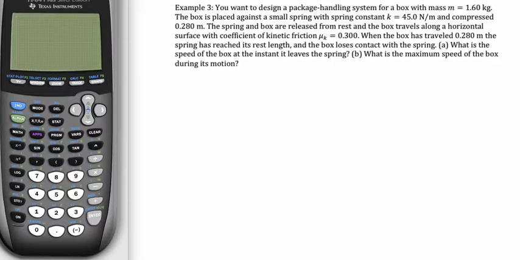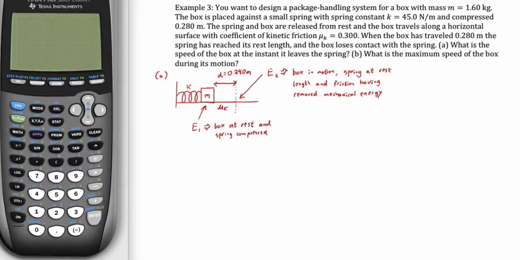So let's go ahead and put in a picture here. Okay, so here we see a setup just showing the initial compression and the two energy states, so E1 and E2. So when the system starts at E1, the box is at rest and the spring is compressed. Okay, by the time that we're interested in solving for the velocity, that's 0.28. So the energy at 0.28, E2. Well, at this point, the box is in motion, the spring is at rest length, and the friction has removed some mechanical energy from the system. Okay, so this is what we should be considering when we're writing out our conservation of energy equation.